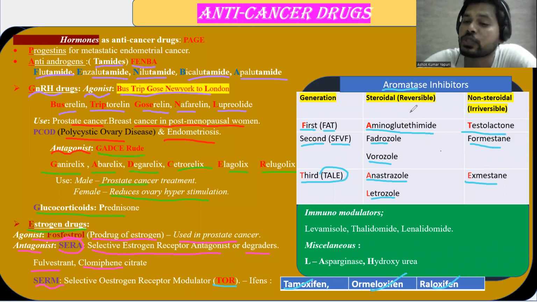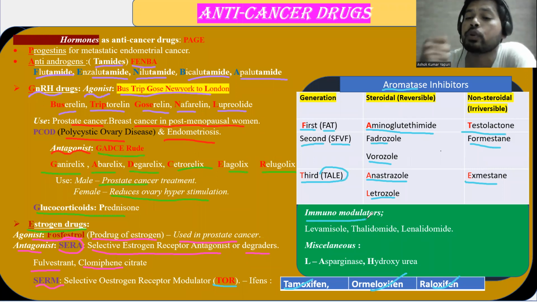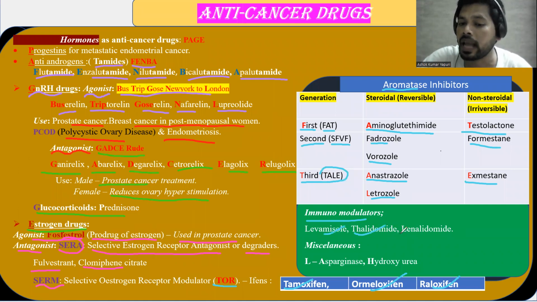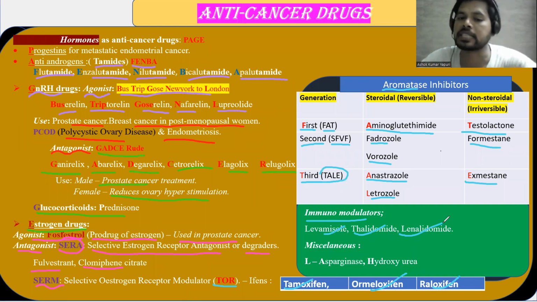Apart from this total classification, there are the immunomodulators, which can support the activity of the immune system in the cancer patient. As you know, in the cancer patient, the immune system is weak. Drugs like levamisole, thalidomide, and lenalidomide have good immune-supporting properties. They provide immune strength to the cancer patient.